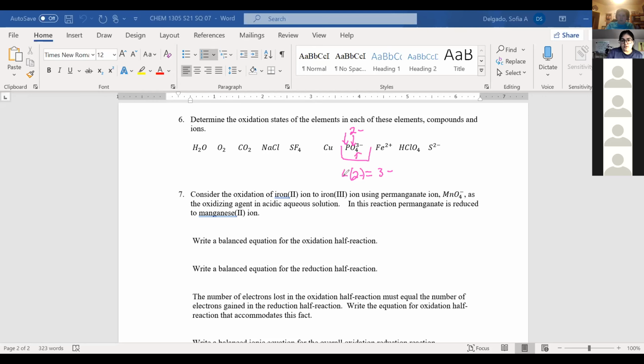And then we said oxygen is -2, but how many oxygens do we have? 4, right? And then let's call phosphorus X because we don't know what it is. We want to solve for X. So X plus -8 gives us -3. So what does X equal? +5, right? So the oxidation number on this phosphorus is +5. Does that make sense to everybody? Yes. Okay, cool.